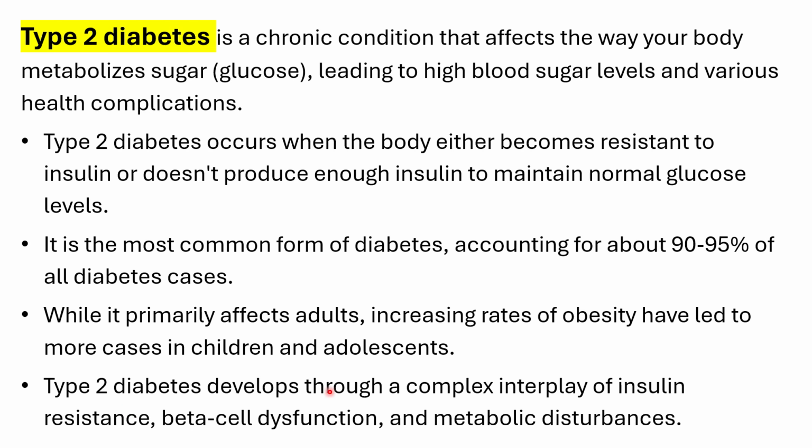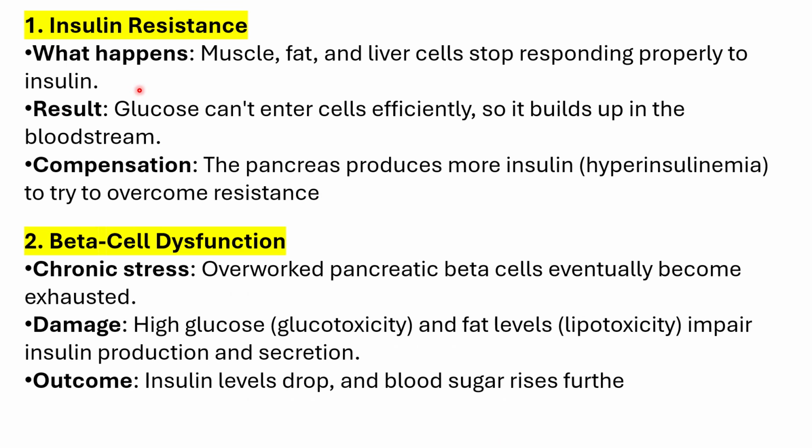Type 2 diabetes develops through a complex interplay of insulin resistance, beta cell dysfunction, and metabolic disturbances. Insulin resistance: what happens? Muscle, fat, and liver cells stop responding properly to insulin. As a result, glucose can't enter cells efficiently, so it builds up in the bloodstream. Compensation: the pancreas produces more insulin, hyperinsulinemia, to try to overcome the resistance, right?